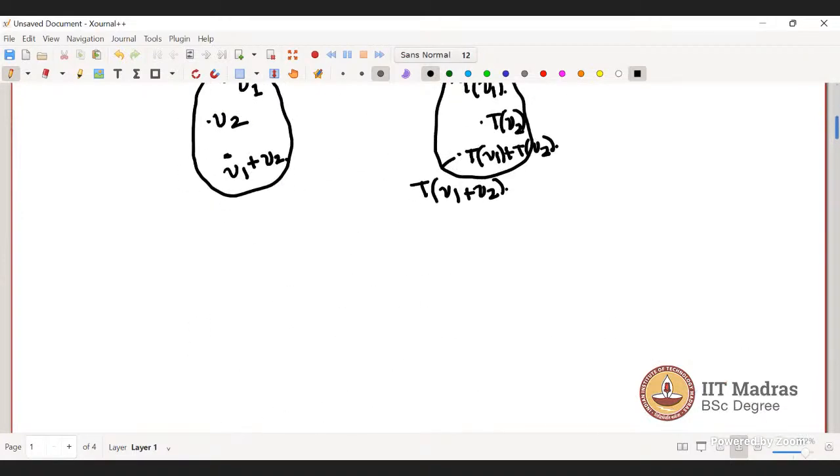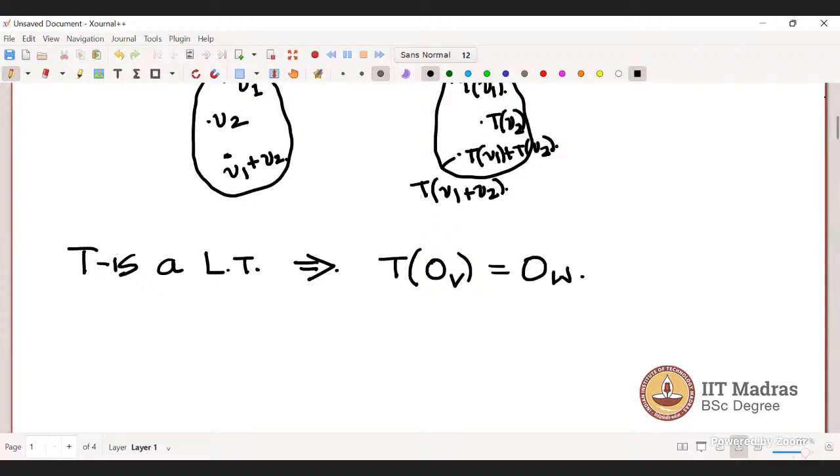One of the consequences of a linear transformation is this: if T is a linear transformation, then T takes the zero vector of V to the zero vector of W. That is one of the implications of linear transformations.